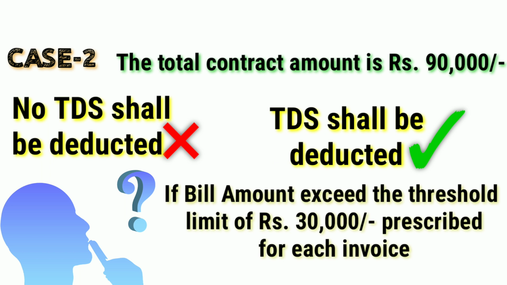I repeat, even if the total contract value is rupees 90,000 which is below rupees 1 lakh, TDS shall still have to be deducted if the contractor submits a single invoice for the entire amount, as it shall exceed the threshold limit of rupees 30,000 prescribed for each invoice. Now let's see case 3.